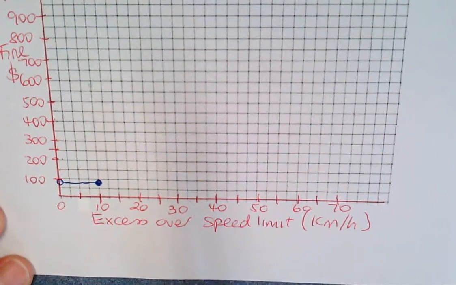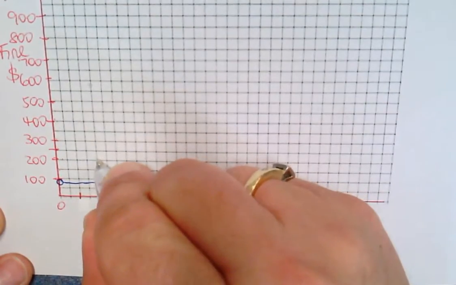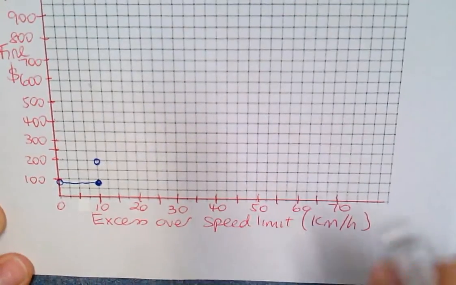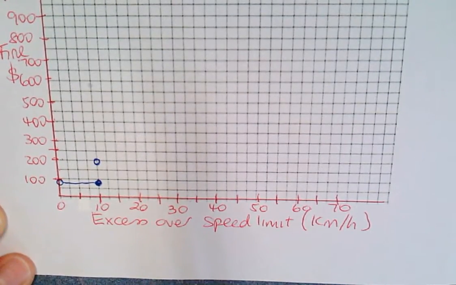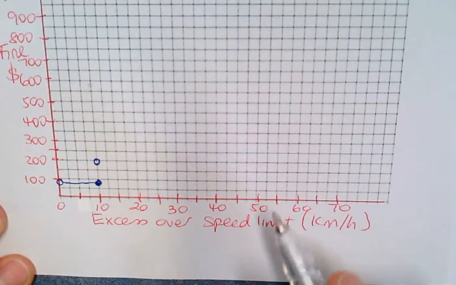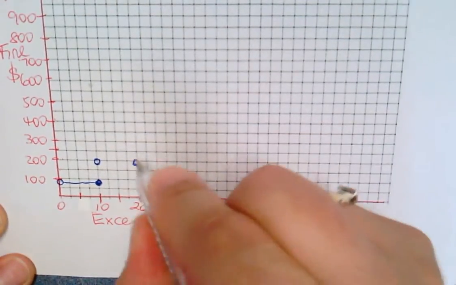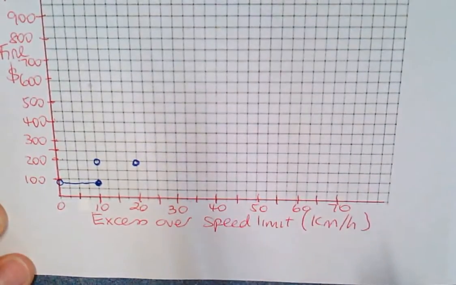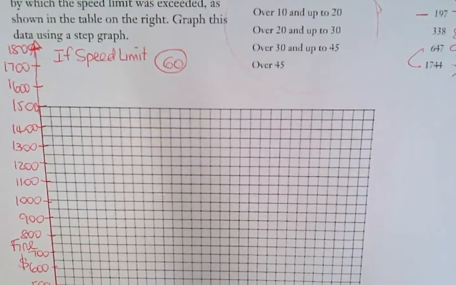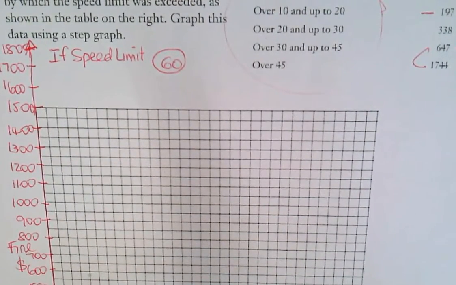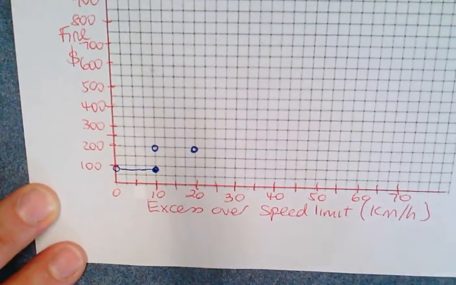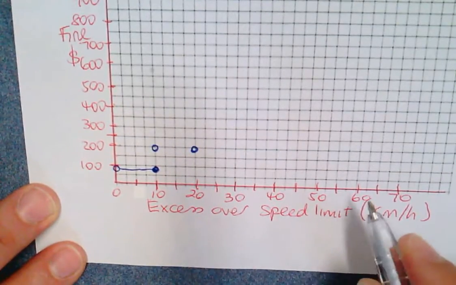Over 10 and up to 20 is 197. So basically, I'm just going to put it just below the 200. Okay? You know what we should have done? Ignored the 1744 and not bothered graphing it and spread it out even more. But it doesn't matter. So 197 and the 20, which one do I colour in? Which one do I colour in? Over 10 and up to 20. So it doesn't include 10, but it does include 20. Which one do I colour in?